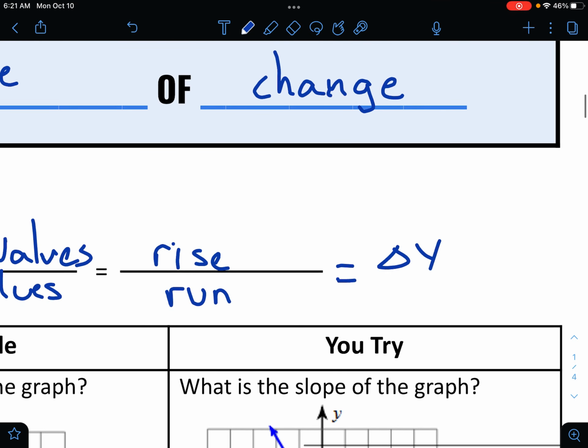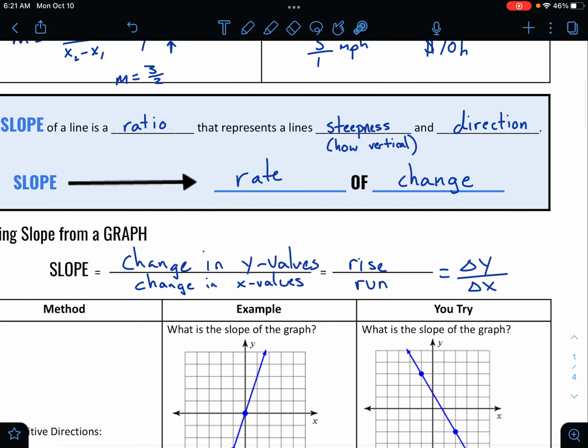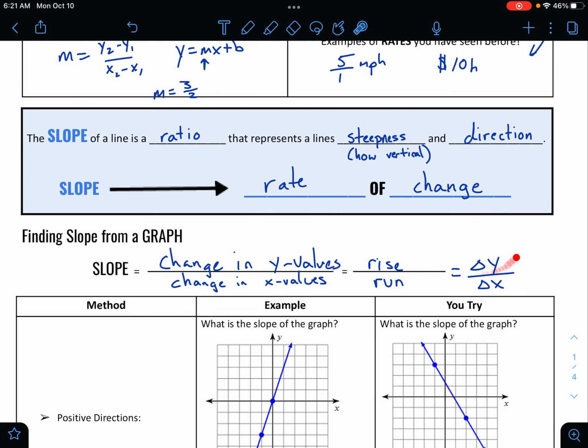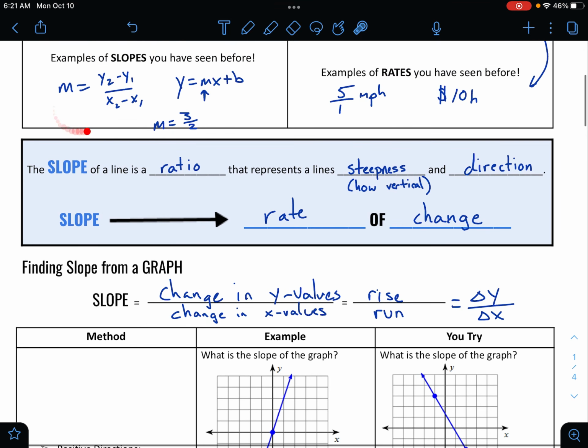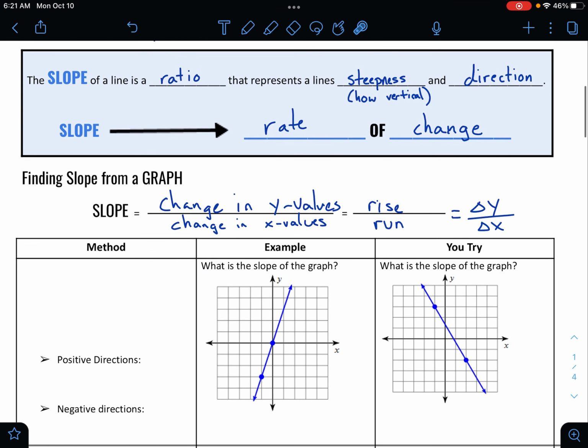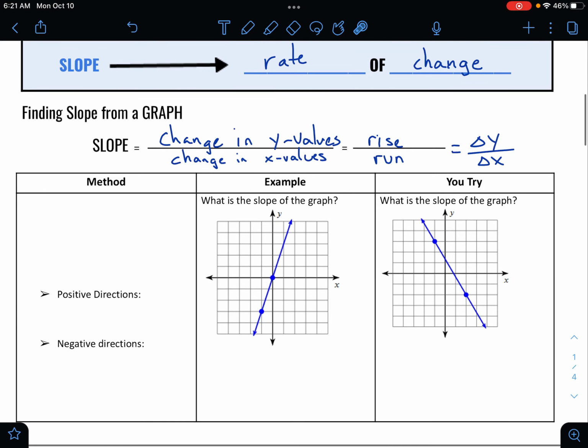Sometimes I put it like this, where you put like a little triangle. Okay, and that means change as well, right? So you've got the change in the y values divided by the change in the x values. So when you're looking at a graph, you're looking at the rise over the run, or y over x, okay? Also, you can do it with the formula, which is up here, okay? All right, let's go ahead and find it, though, on the graph.